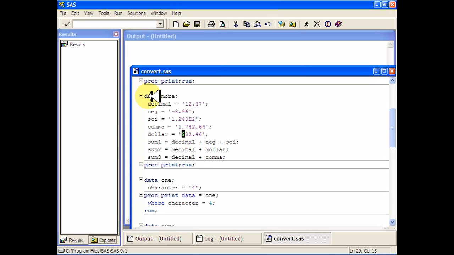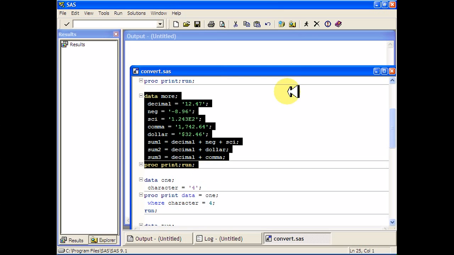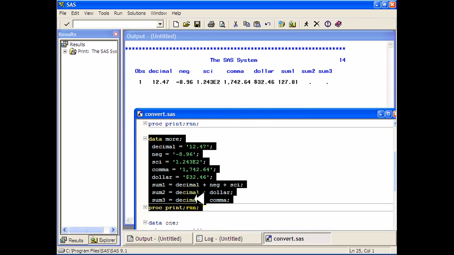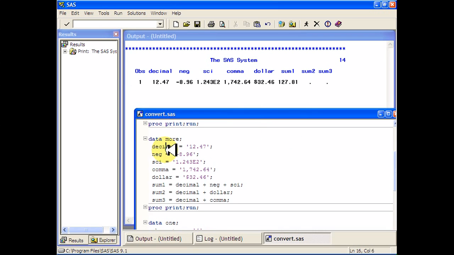So here's an example where I'm trying to get some sums. In sum 1, we summed the decimal plus the negative sign plus the scientific notation. That was okay. We ended up with 127 because this scientific notation, remember, E2 means I'm multiplying by 10 to the second power, 100. And when we get that sum, that's okay.